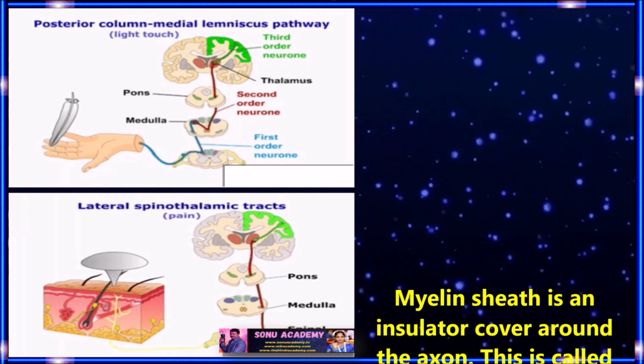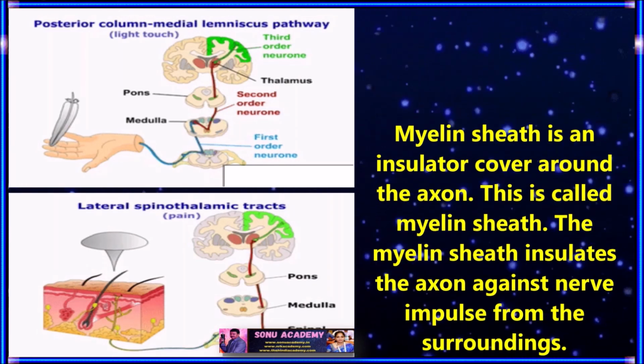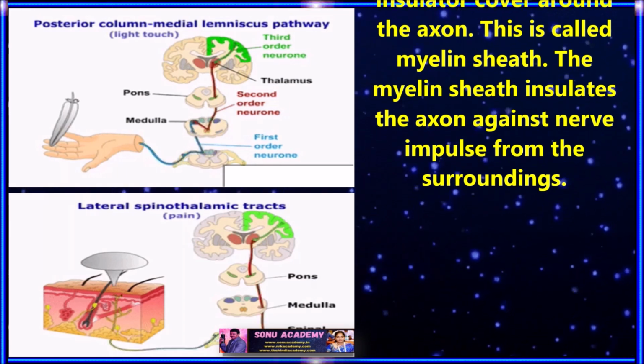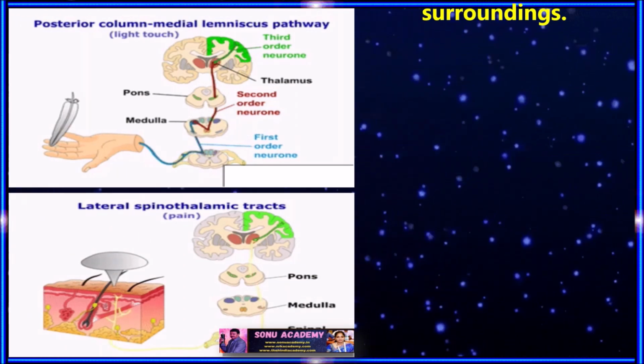Children, let us discuss what is a myelin sheath. Myelin sheath is an insulating cover around the axon. This is called the myelin sheath. The myelin sheath insulates the axon against nerve impulses from the surroundings.